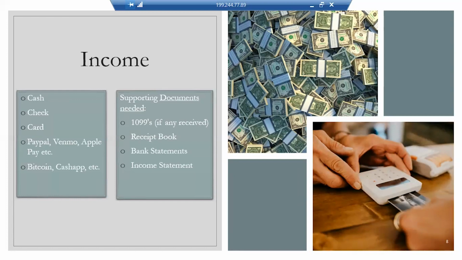To support these, we would need to see if anybody had issued your business any 1099s, which, if you're not familiar, is a tax document you would get issued if you were paid over $600 right now by an entity for services rendered. If you have a receipt book, I would want to see that. Bank statements for the business, I would want to see those. And if you prepare financial statements, I should have said income statement first, because that's where I would start. But all of those other things are probably going to be asked for.